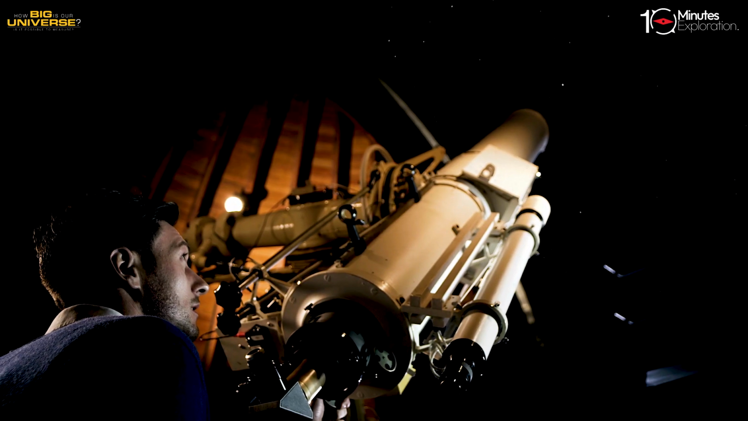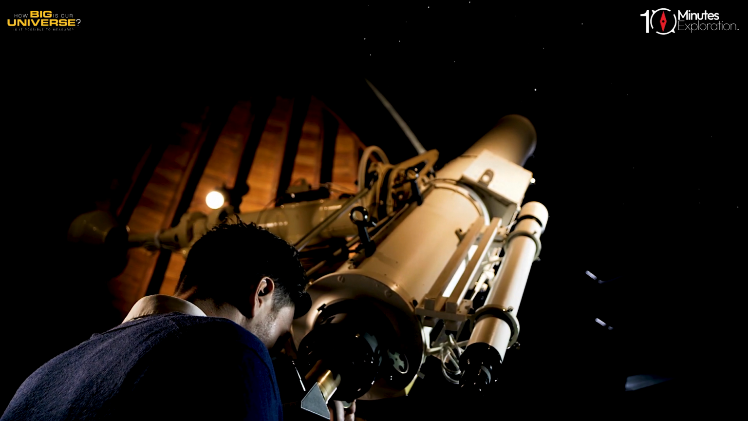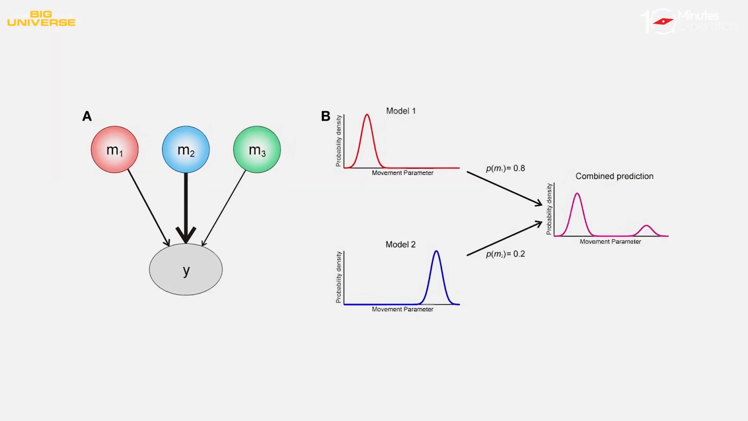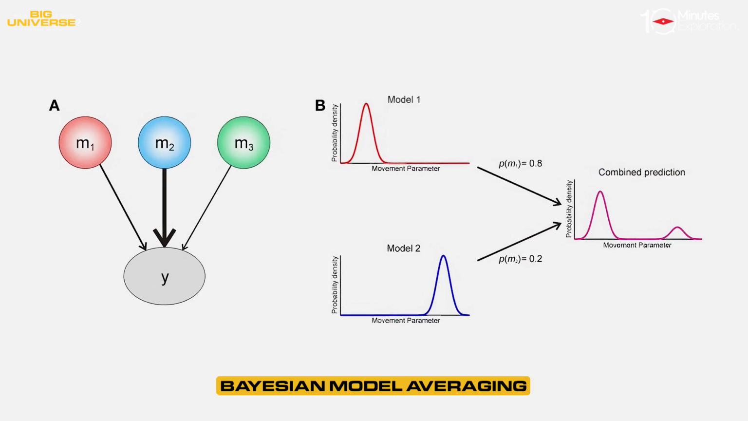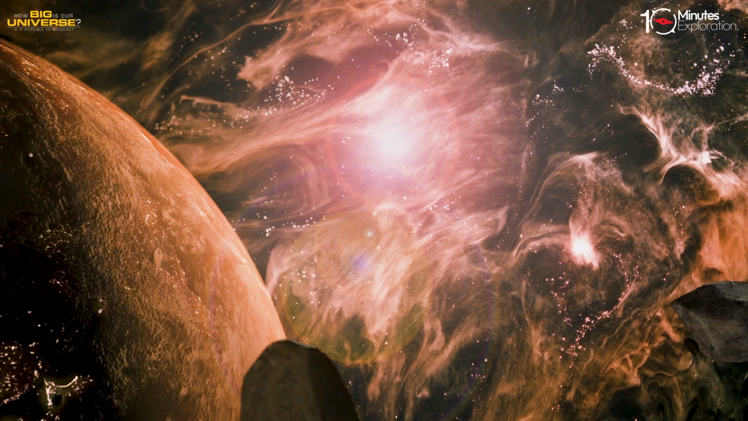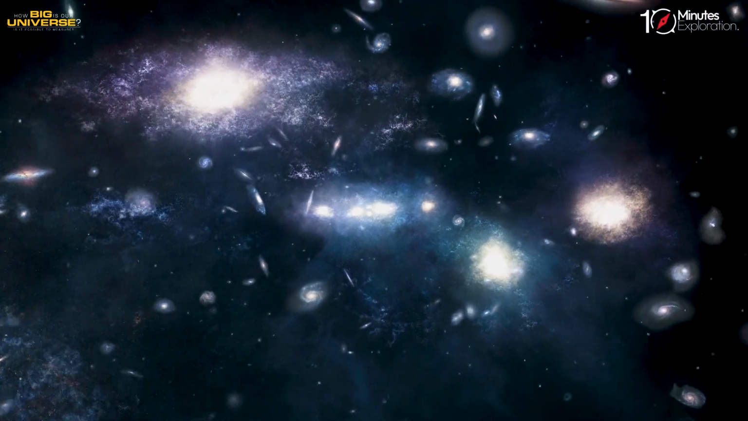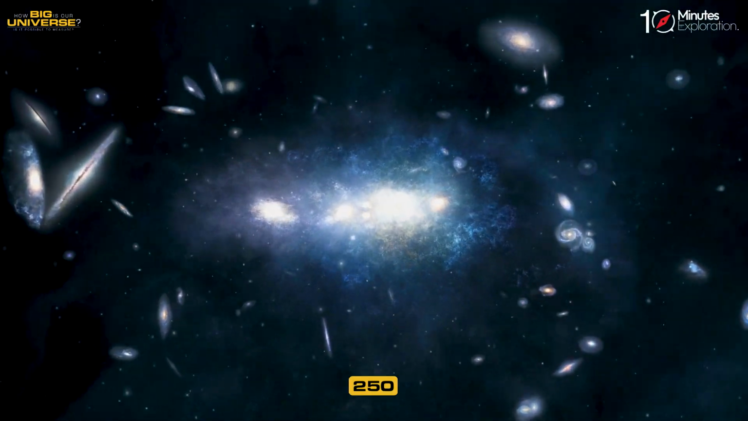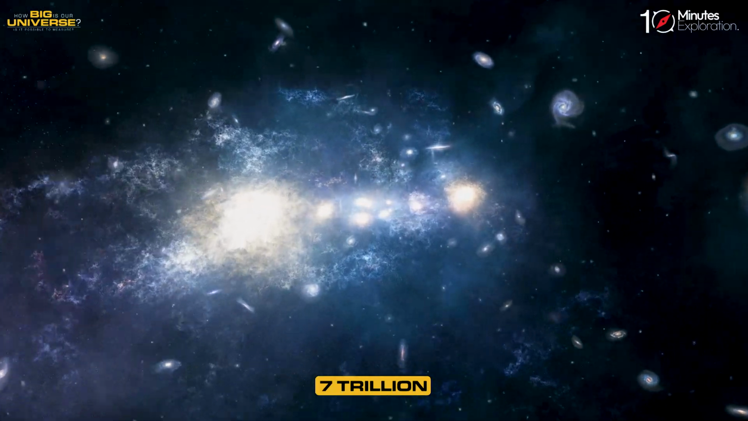In fact, some scientists believe that the true size of the universe is much larger than the observable universe, and may even be infinite. One way to estimate the true size of the universe is to use a mathematical technique called Bayesian model averaging, which combines different models of the universe based on their probability and consistency with observations. Using this technique, some scientists have estimated that the universe is at least 250 times larger than the observable universe, or at least 7 trillion light-years in diameter.